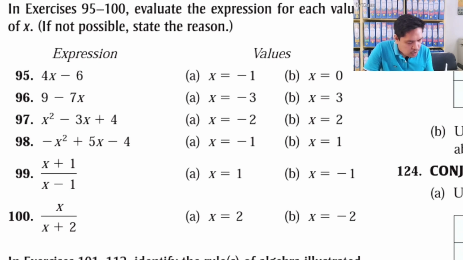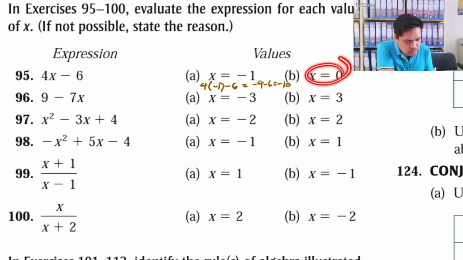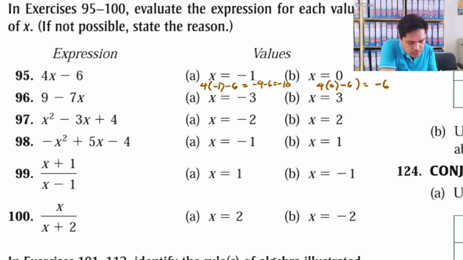Let's try this one. For 95, kasi pinakamadali. For letter A, how do we do that? So, you just substitute this value to x. So, paano? That would be 4 times negative 1 minus 6. So, that would be negative 4 minus 6. That would be negative 10. Napakadali. How about when x is 0? Again, substitute 4 times 0 minus 6. Ay, that is just negative 6.